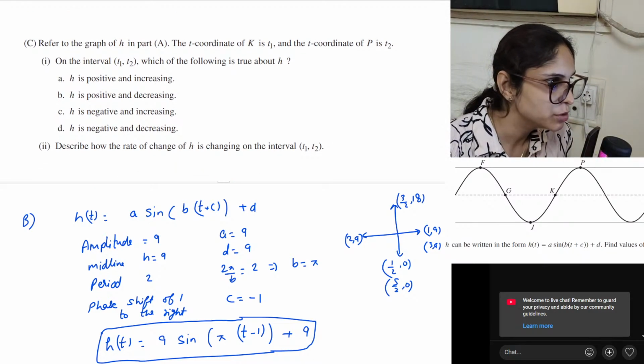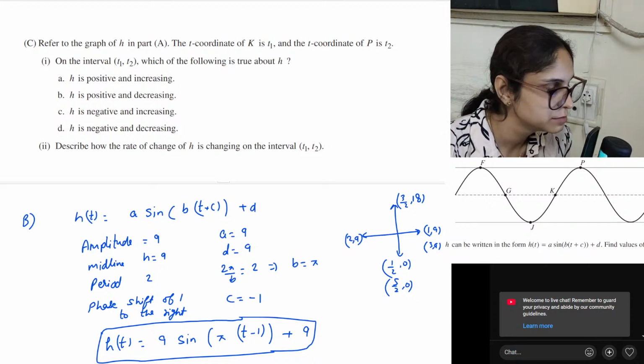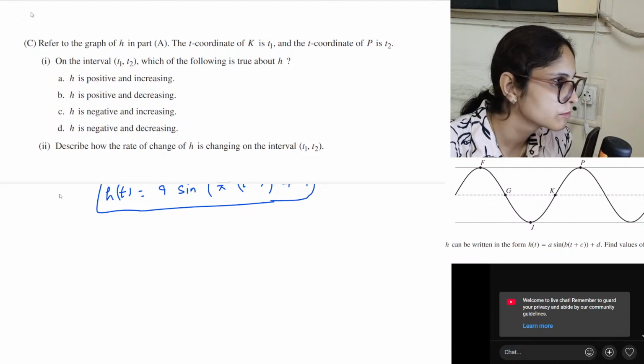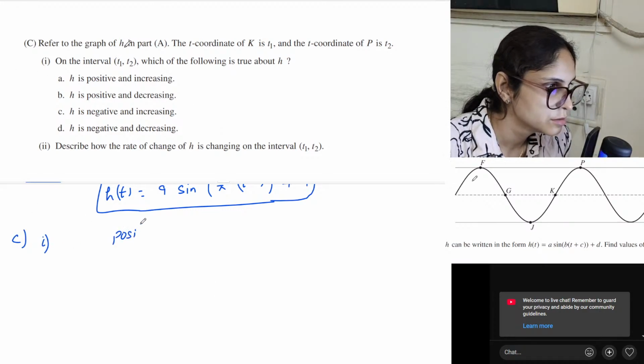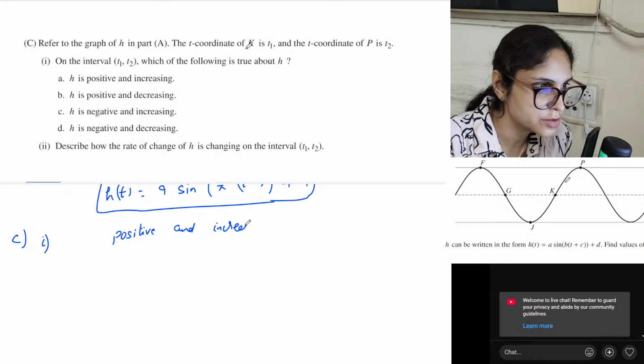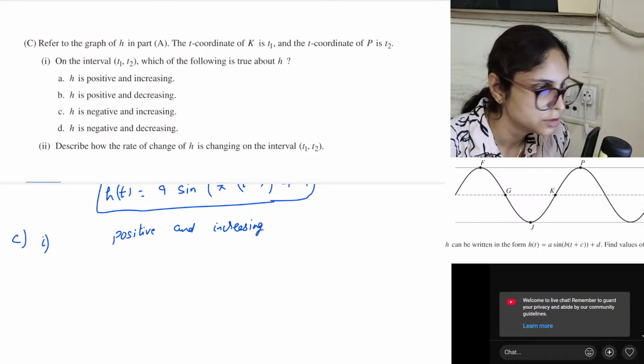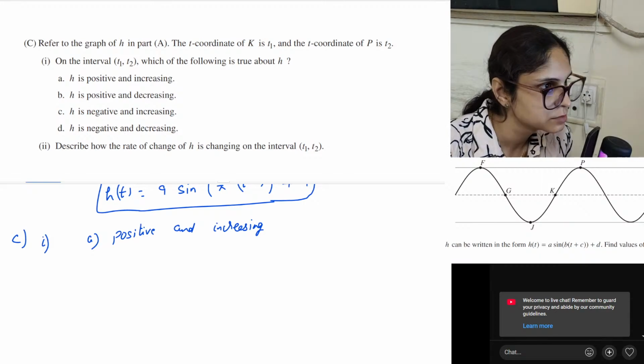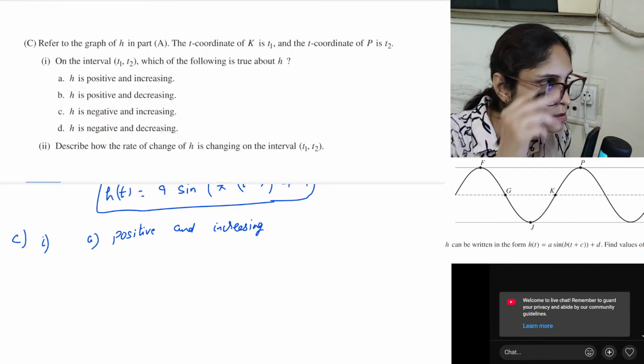So now in this part, they want to know which of the following is true about h from t1 to t2. It is increasing and it is positive. So see, first part is positive and increasing because the function is increasing as you can see from the graph. So it is option A. Because they want to know from K to P, K to P it is increasing and it is positive.